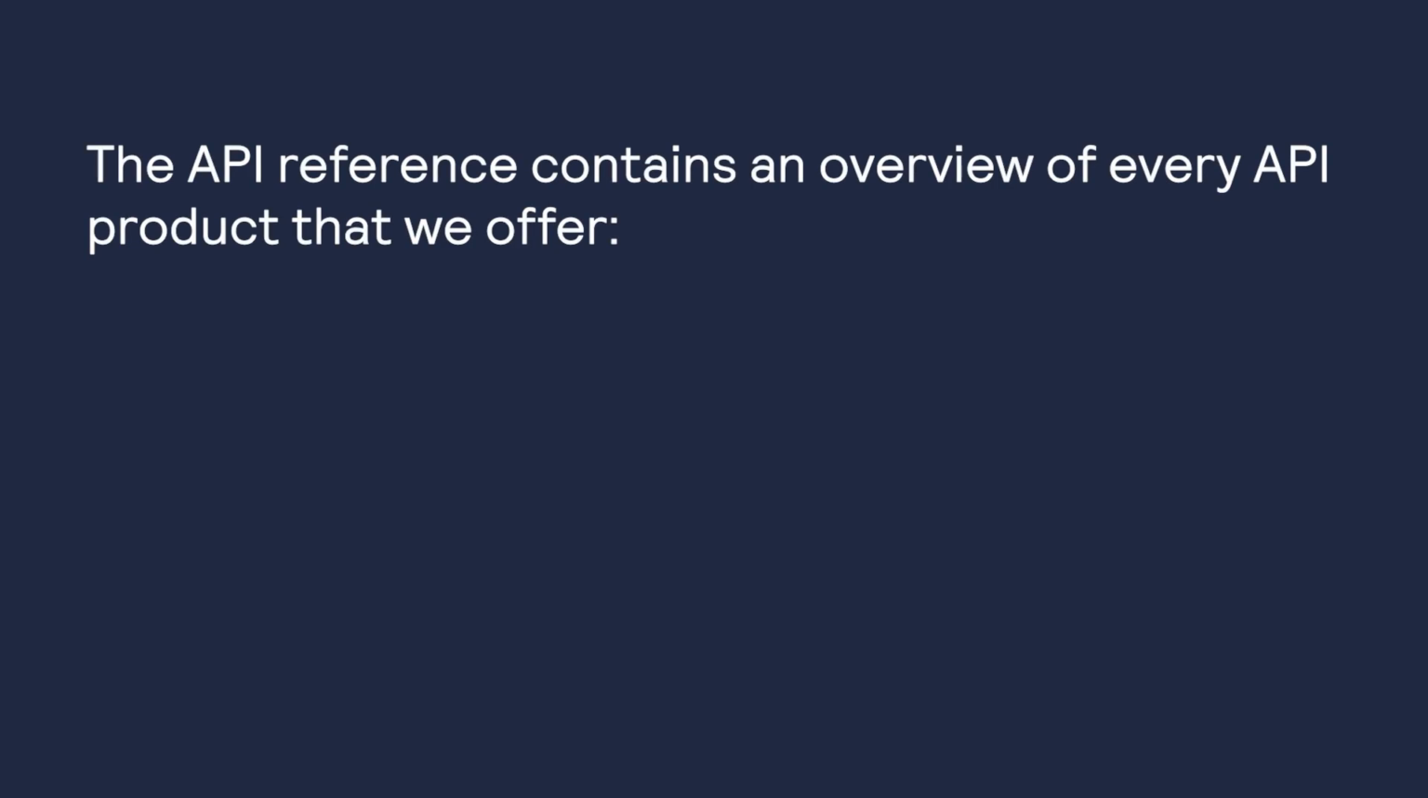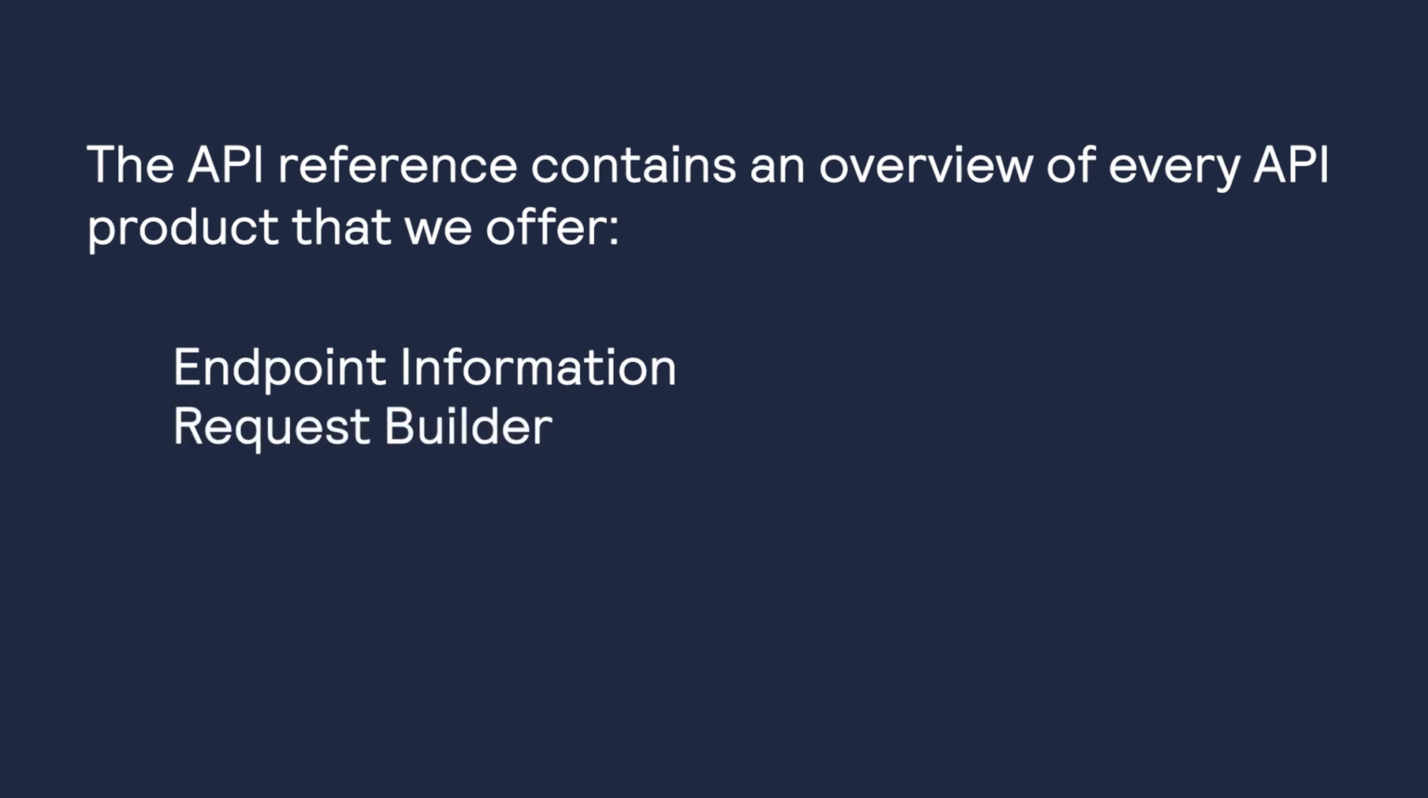Let's dive into our API reference on the Developer Center, which contains the following. Our API reference contains an overview of every API product we offer and the endpoint information. It has a request builder section, which helps you and developers set up the request body by adding or removing properties. The live console shows a set of sample requests related to the endpoint. The response box also contains the REST API call responses along with the response codes that the API call is able to return.